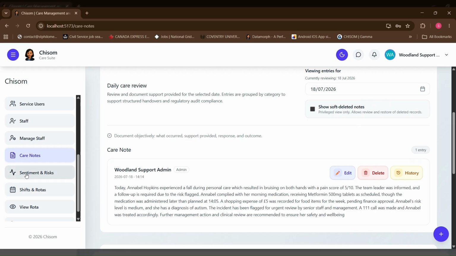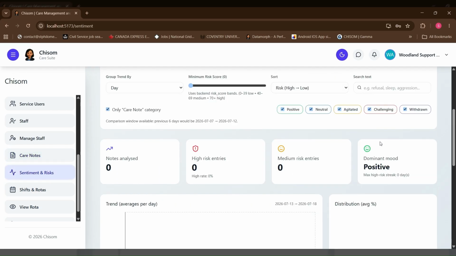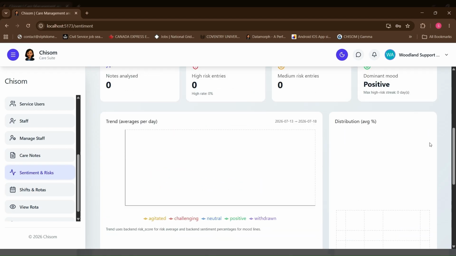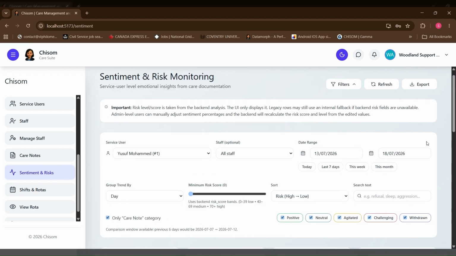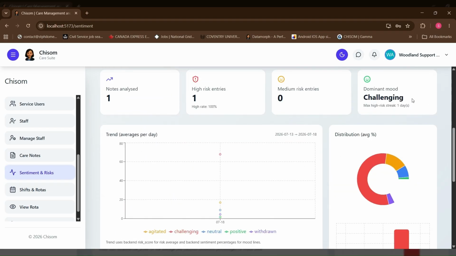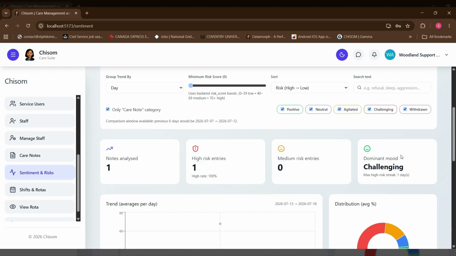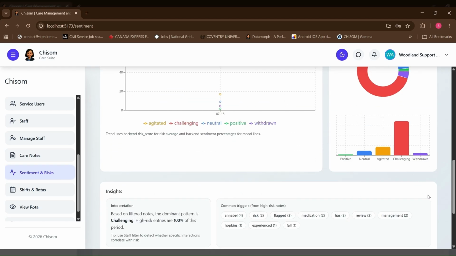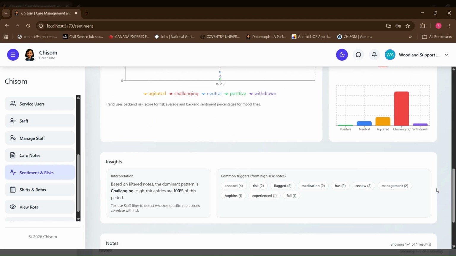So when I come over here to sentiment and risk, I'll be able to see it. Looking at this, everything is empty because what is selected is Yusuf Mohammed. If I go to Annabelle Hopkins, I'll be able to see that Annabelle is challenging. So this innovation uses an algorithm that actually transforms text into graphs.